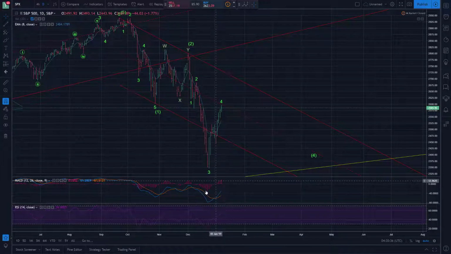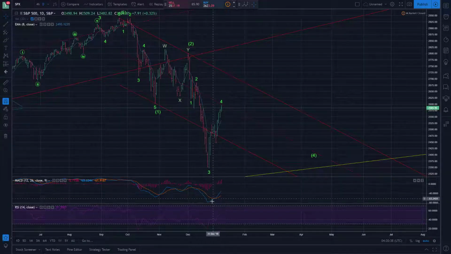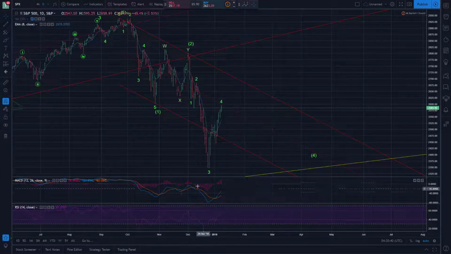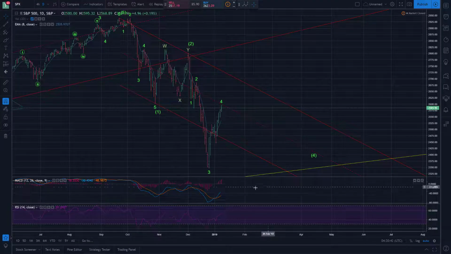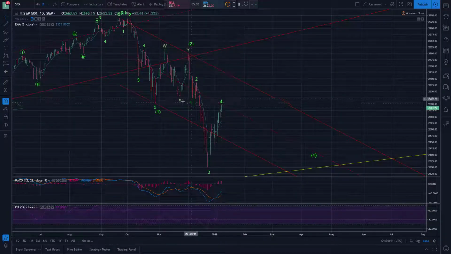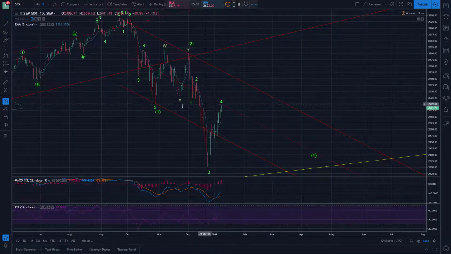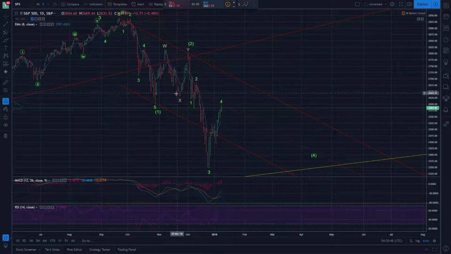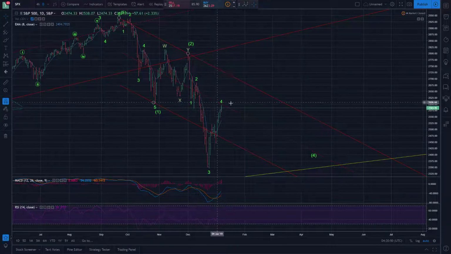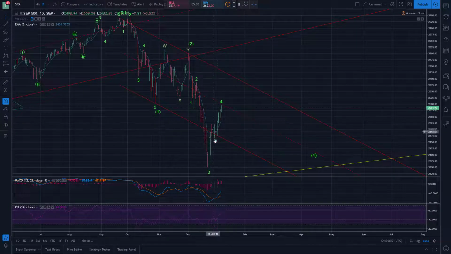Our obviously MACD, this is a counter trend rally within a larger downtrend because we're still well below the 0 line of MACD on the daily chart. So we're still absolutely nowhere near changing the daily trend or just the overall market trend. This is still very indicative of a counter trend bear market rally.